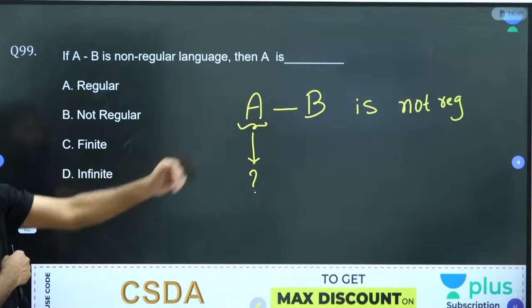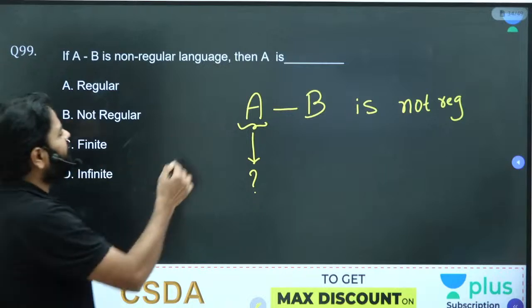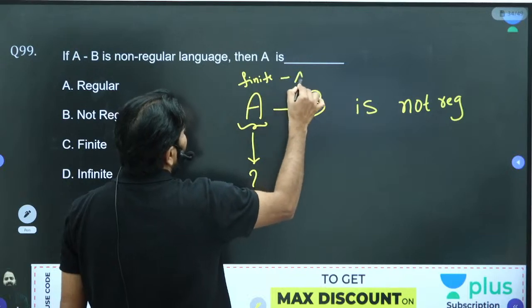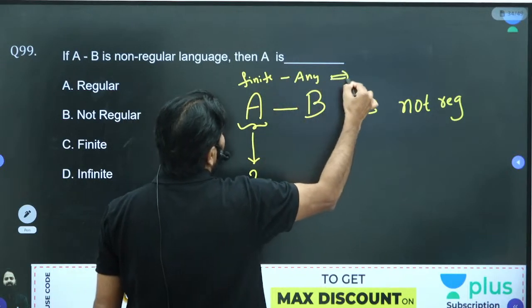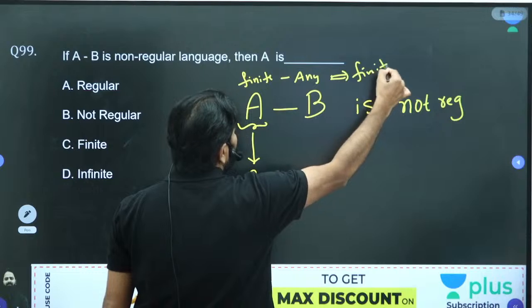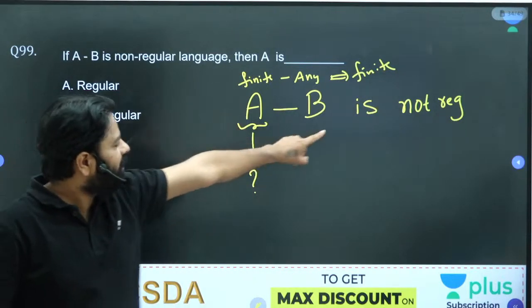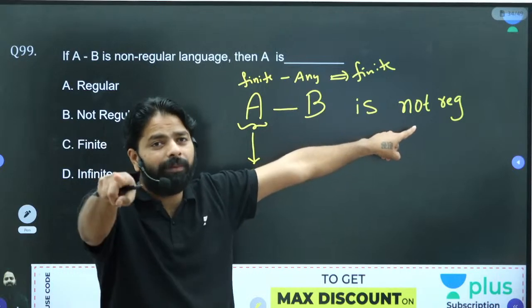It should never be finite. Can I take finite here? Finite minus anything in the world is finite, right? That means you can understand something. This should never be finite. If this is finite, the result will be finite, so regular happens.